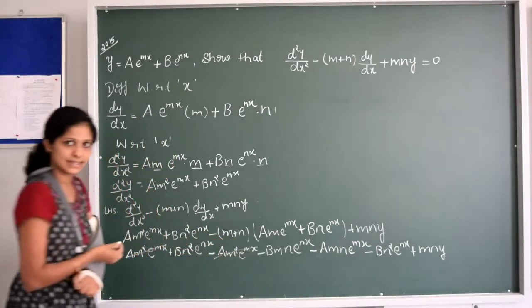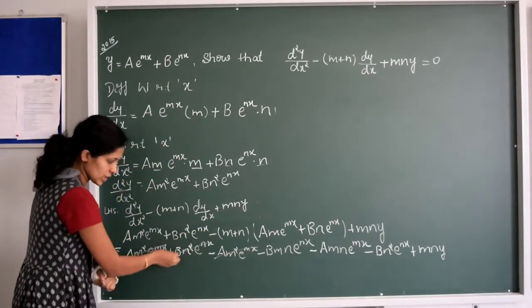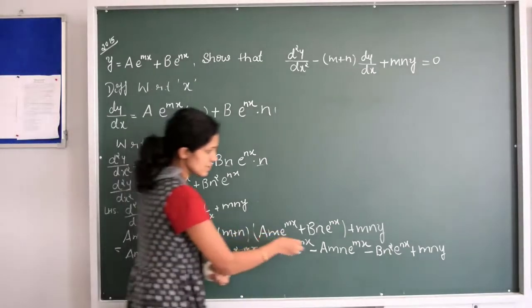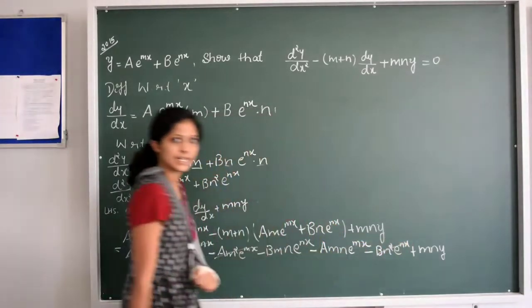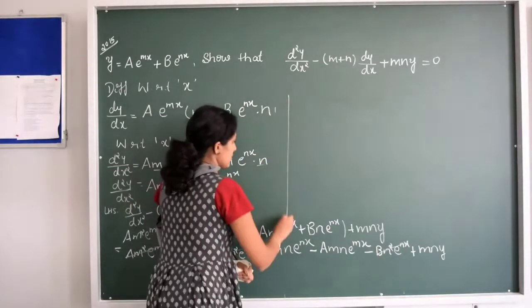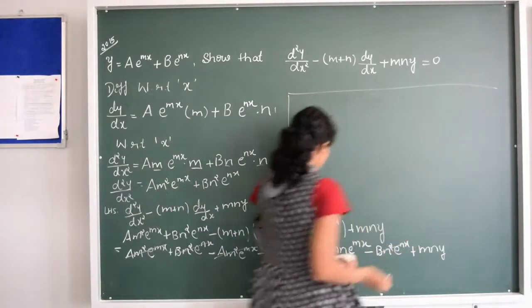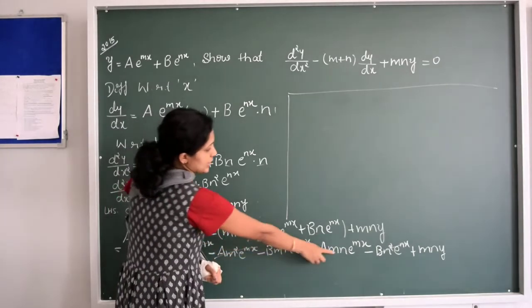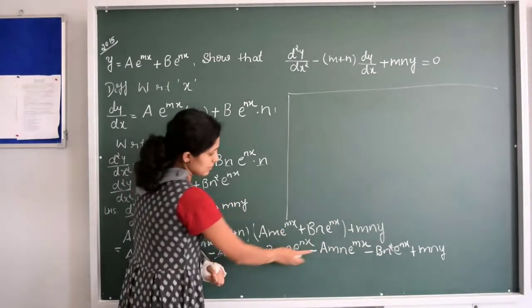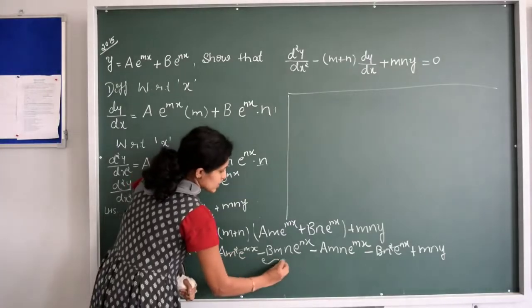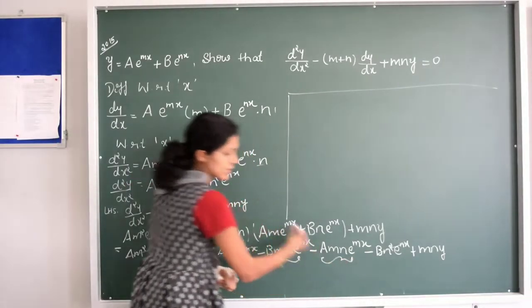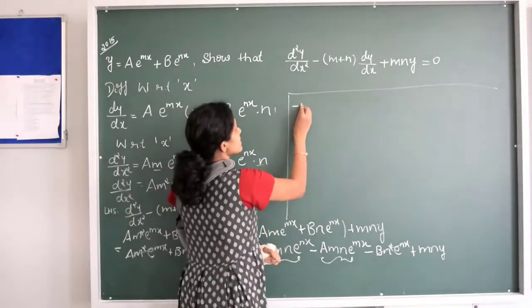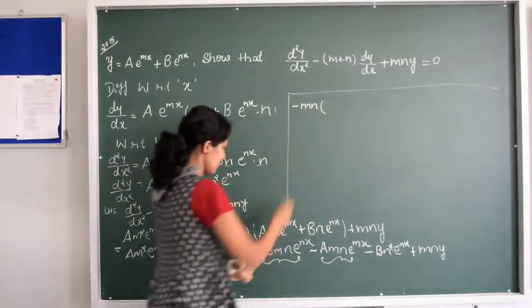Now here see a m square e to the power mx and minus a m square e to the power mx will get cancelled, and b n square e to the power nx and minus b n square e to the power nx will get cancelled. What is remaining now? Here remaining is minus b m n. Here we can take m n common. In these two, m n is common. So we will take minus m n common.